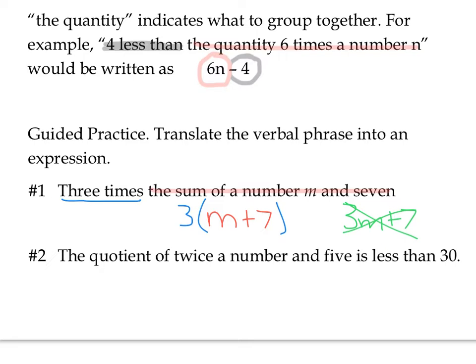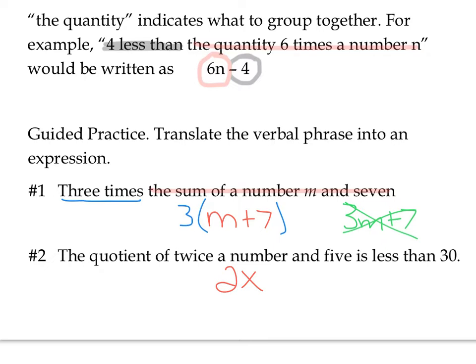Next, we see the quotient of twice a number and 5 is less than 30. So quotient's a word that we don't use as much, that you might not be as familiar with. You want to pay attention to there. It means division. So twice a number. It doesn't indicate what we need to use to represent that number, what letter. In the previous example, it said a number m, so we used m. Here we can use anything we want. I'm going to use x. Okay, so that number x, twice that means 2x.